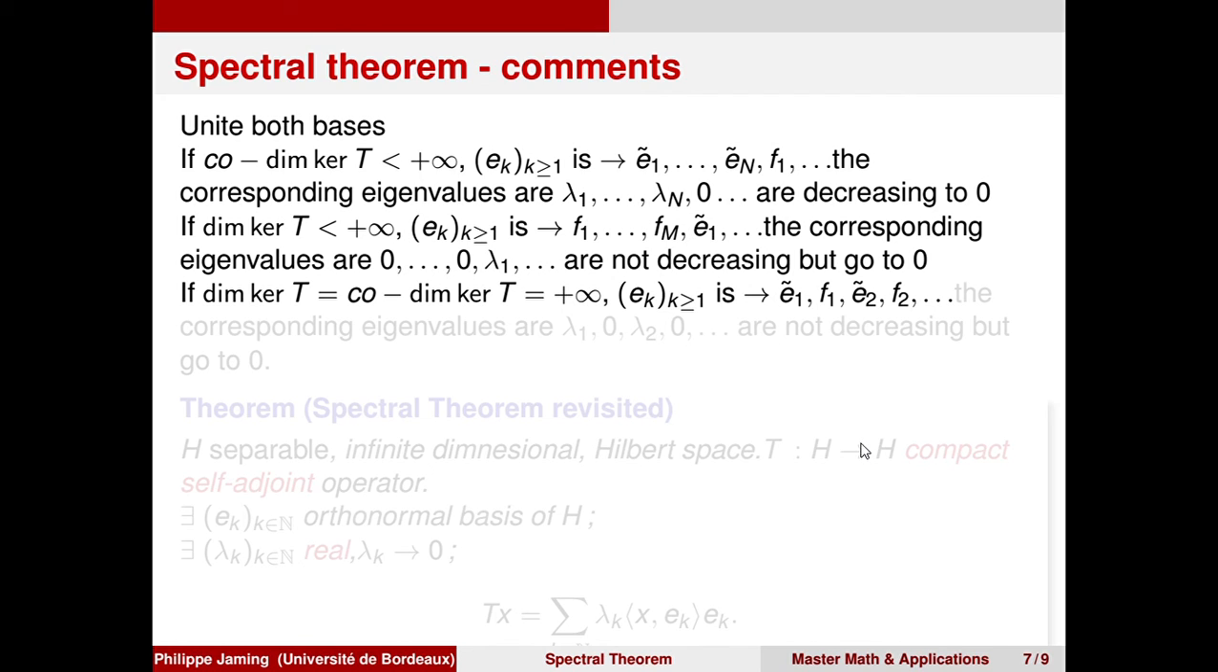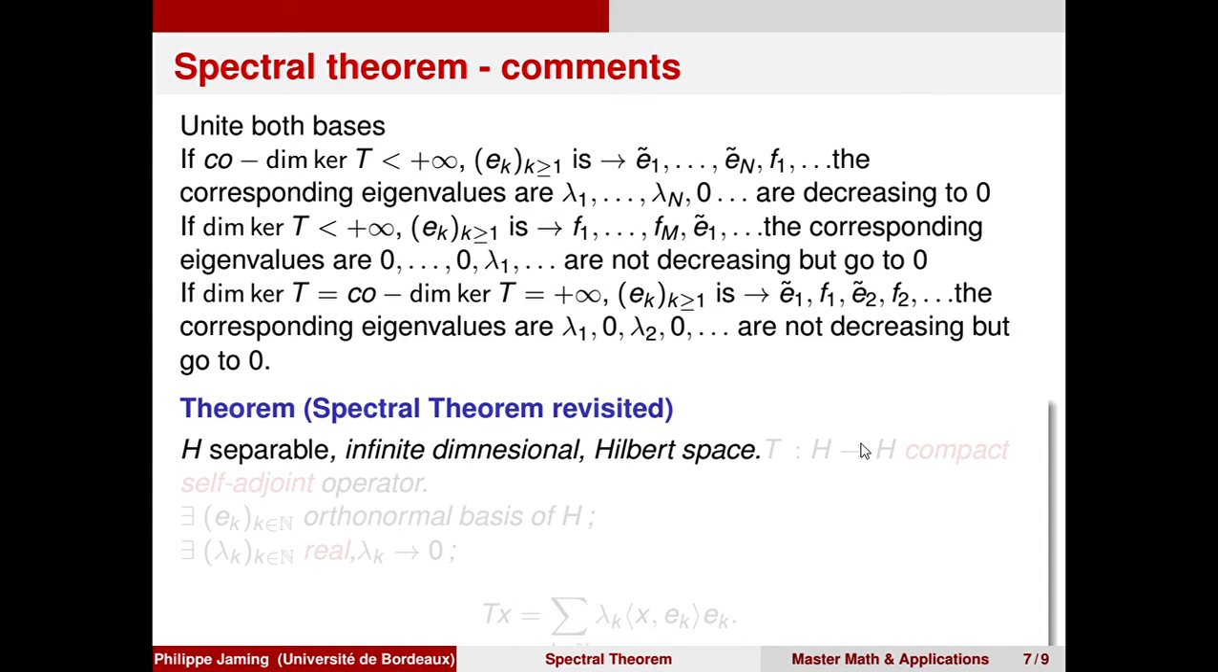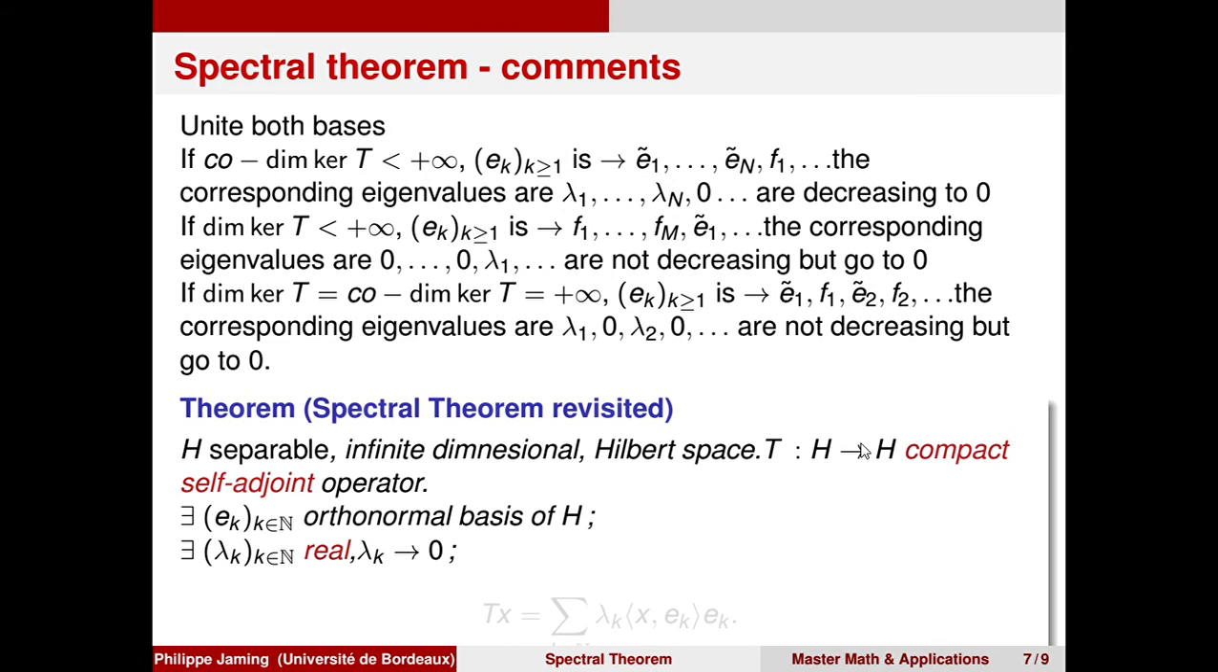If both codimensions are infinite, we have to mix. It's ẽ_1, f_1, ẽ_2, f_2, and so on. The corresponding eigenvalues are λ_1, 0, λ_2, 0, and so on. They are no longer decreasing, but still go to 0. In other words, we can rewrite the spectral theorem as follows. H is a separable, infinite dimensional Hilbert space, T goes from H to H, and is compact and self-adjoint. Then there exists an orthonormal basis e_k of H, and λ_k real, going to 0, such that Tx is the sum of λ_k ⟨x, e_k⟩ e_k, which is usually a much more convenient form.